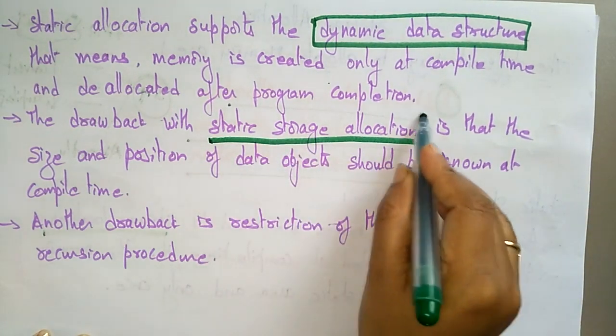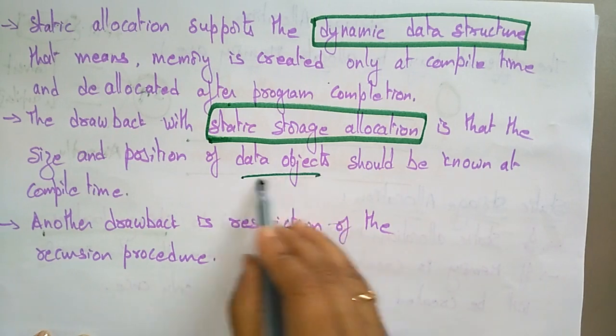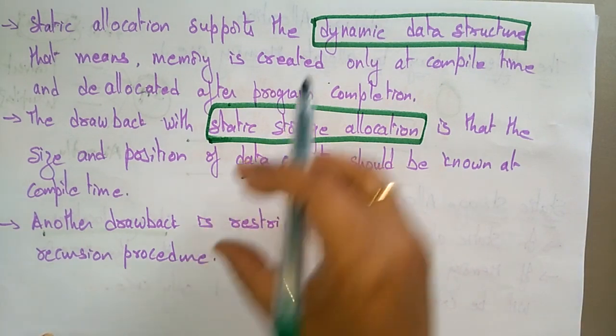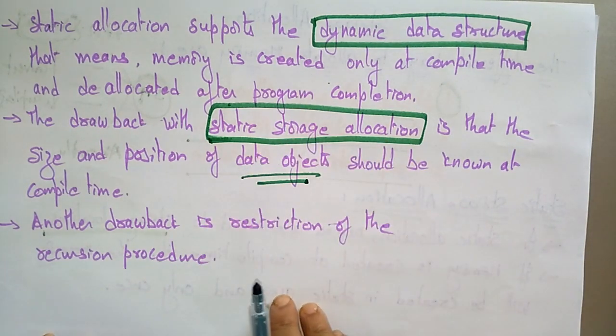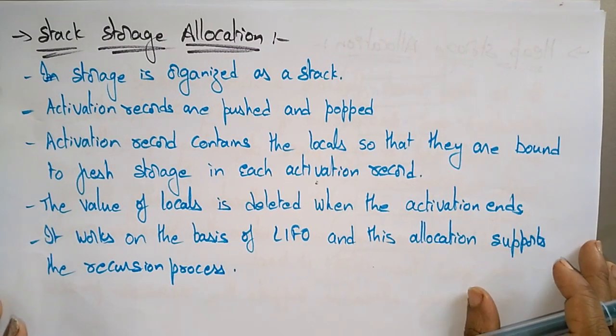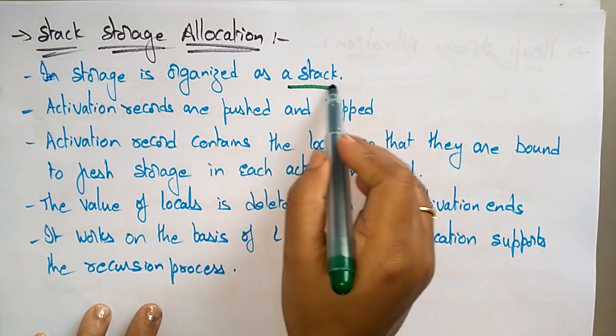While you are using this type of allocation, you have to know the size and position of the data objects you are using at compile time. Another drawback is the restriction of recursion procedures. These are the two drawbacks of using the static storage allocation. Now coming to the next type of allocation, that is the stack storage allocation. What is stack storage allocation? In stack storage allocation, storage is organized as a stack.